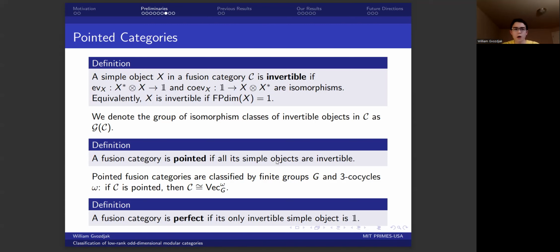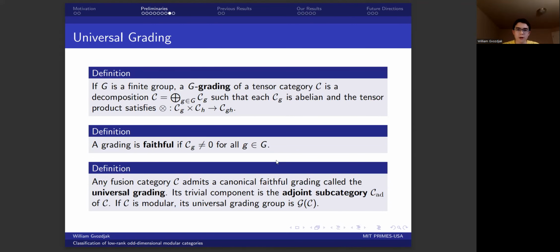Next, I'll define the universal grading. We repeatedly use the universal grading throughout our work because it provides an easy way to split the simple objects into different components of the grading, and we could infer things using that. So we say that if G is a finite group, then a G grading of a tensor category C is some decomposition of C into components C sub G, graded by G, for every G in G, such that C sub G is abelian.